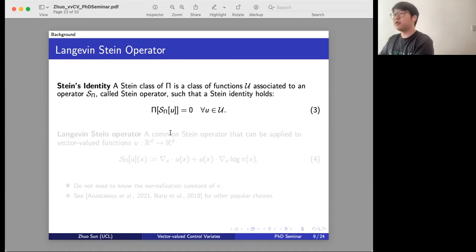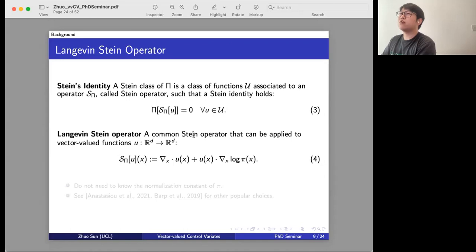So in this section, I will provide the necessary background for vector-valued control variates. Let's start with the Langevin Stein operator. A Stein class of a distribution pi is a class of functions U associated with an operator S_pi, referred to as a Stein operator, such that the following Stein identity holds. This equation tells us that for every function U in this function class, once a Stein operator has been applied, its expectation is always zero.